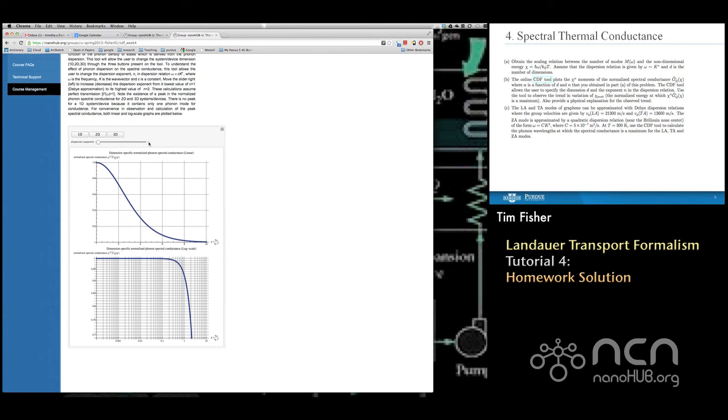So when the slider is towards the extreme left, that denotes the exponent as 1, which is analogous to the Debye sort of linear dispersion.